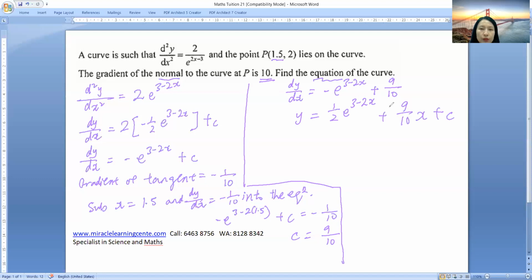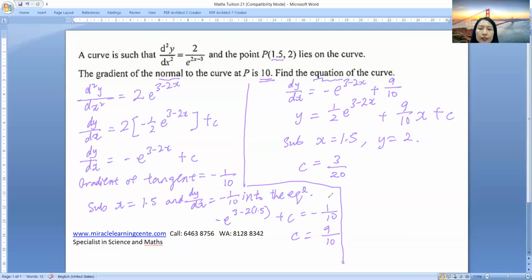Okay, so again we substitute x equals 1.5 inside. And what do we get? Substitute x equals 1.5 and y equals 2. So we substitute it inside. What do we get? We get c is equal to 3 over 20. So this 3 over 20 will be this constant over here.